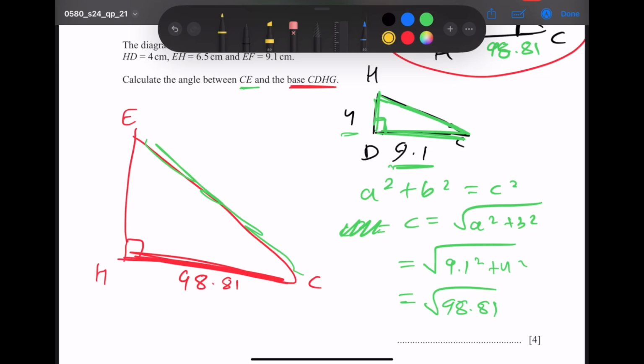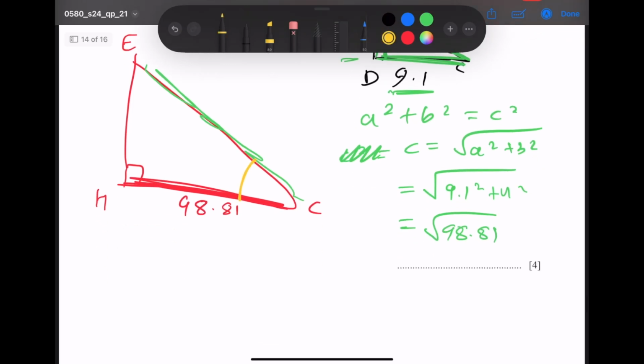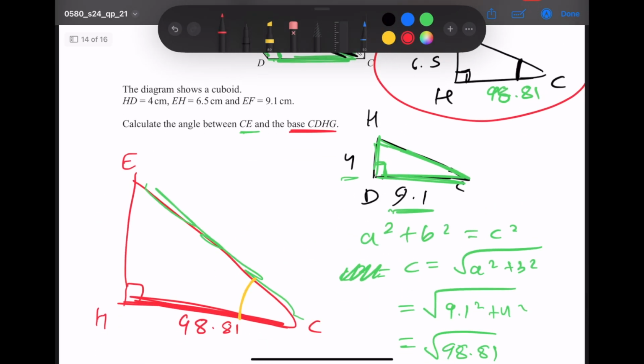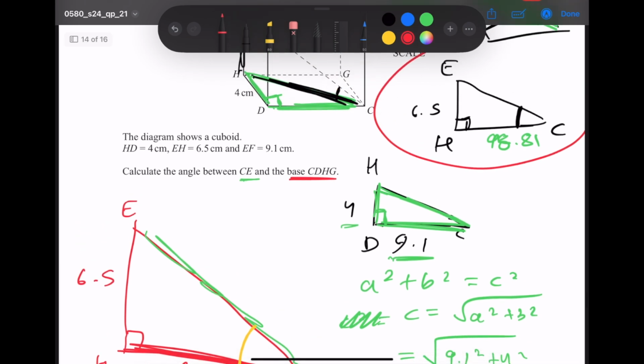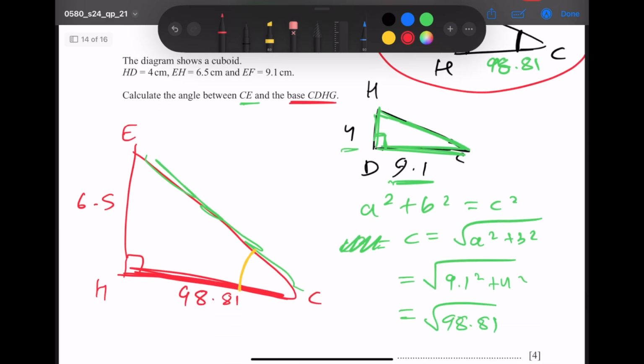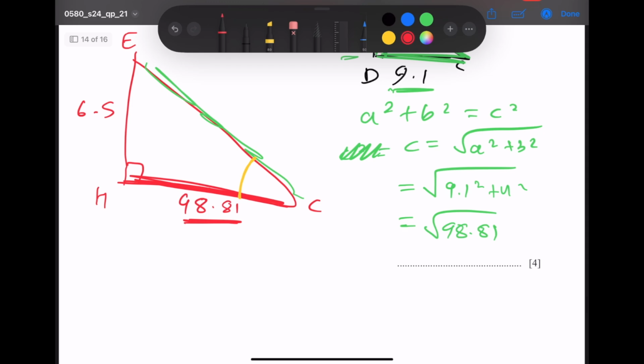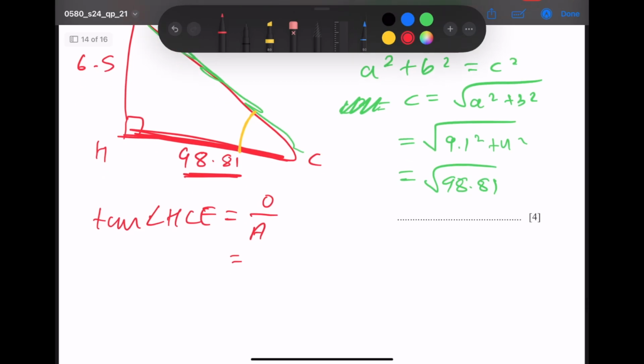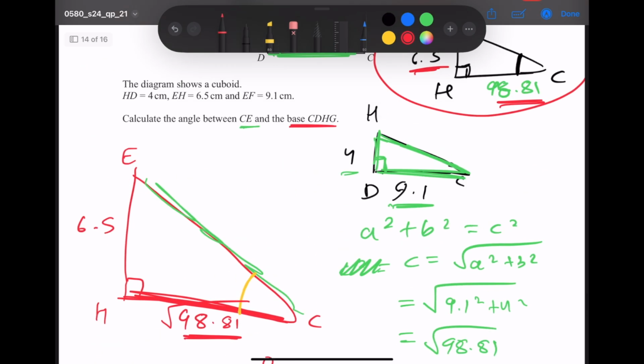To find this angle, we could just use the tan rule, since tan is equal to opposite divided by adjacent, and since the opposite is equal to HE, which is 6.5 over here, and the adjacent is 98.81, like shown over here, tan of angle HCE is equal to O divided by A, which is equal to 6.5 divided by 98.81 square rooted. I forgot the square root, I'm sorry. Square rooted.